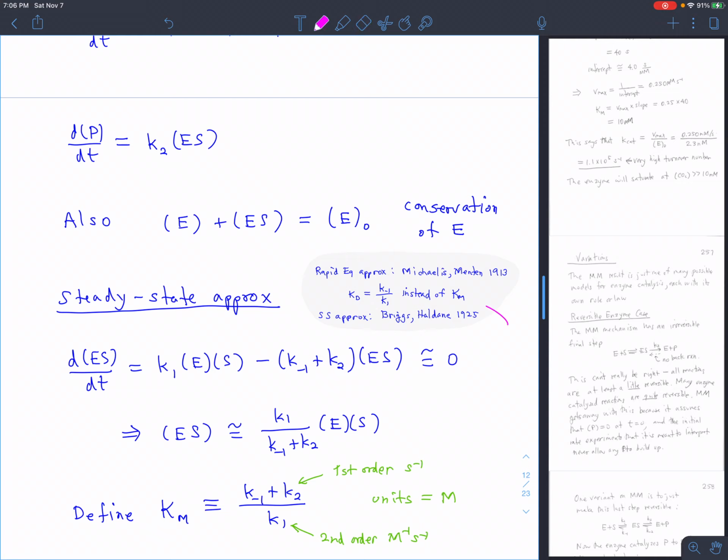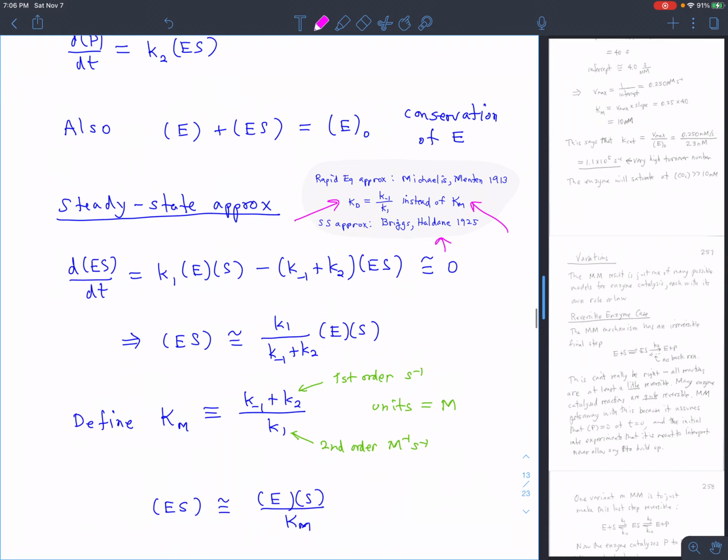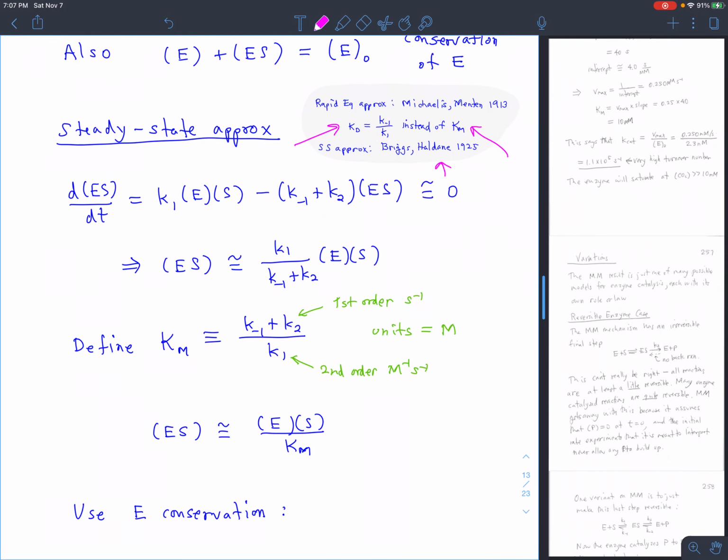The thing called Km, which I haven't defined yet but which we will talk about as we go further, comes from the Briggs and Haldane derivation. When you use the rapid equilibrium approximation, you get a Kd there rather than a Km, and we'll see the difference between those two as we go along. All right, so here's our steady-state approximation. We set the rate of change of the intermediate to 0.